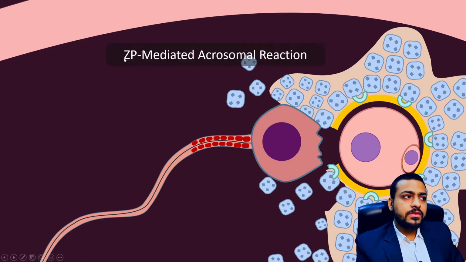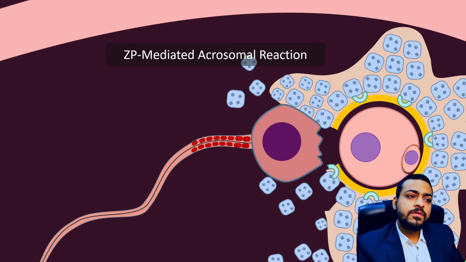This is called the zona pellucida mediated acrosomal reaction. It is called this because as soon as the sperm binds with the zona pellucida at a particular receptor with their particular ligand, the ligand is not clear yet, but the receptor on the zona pellucida is basically called the ZP3 receptor.